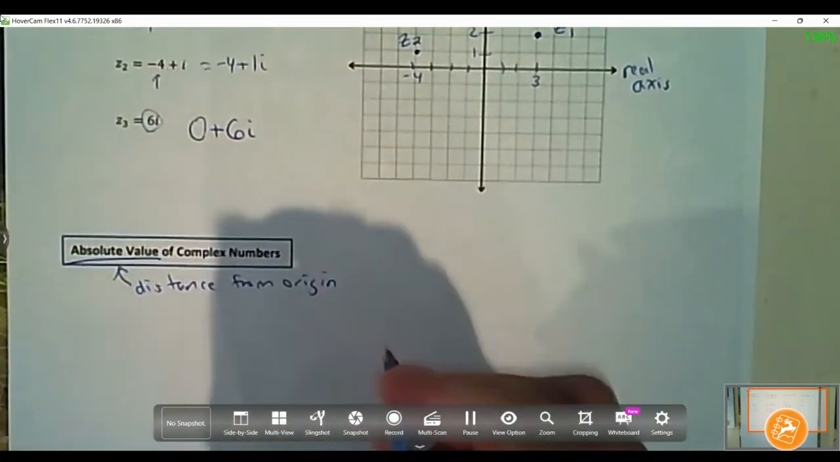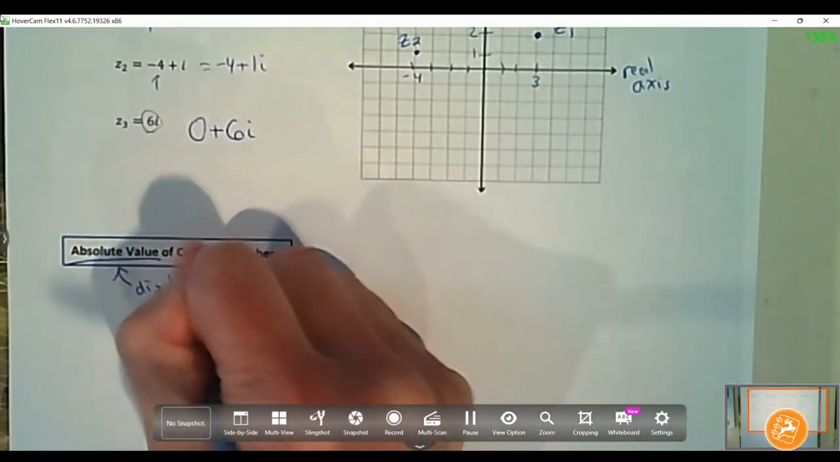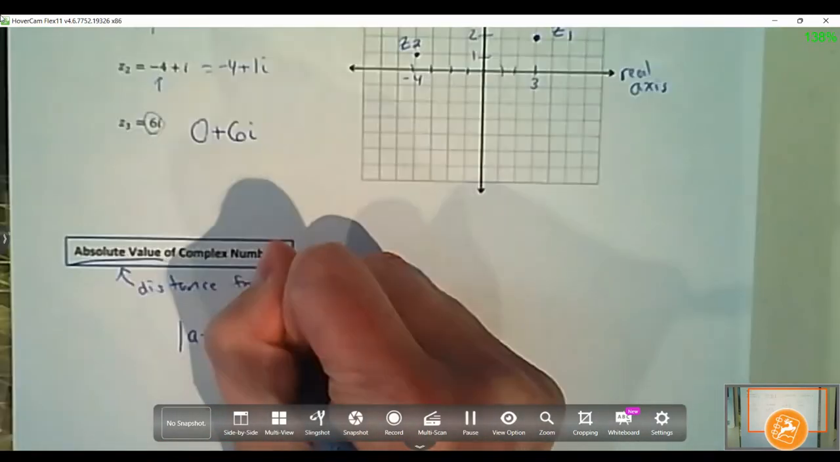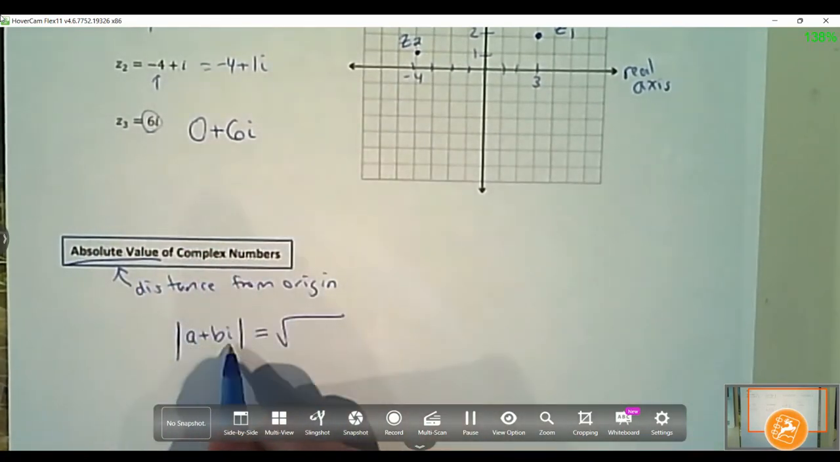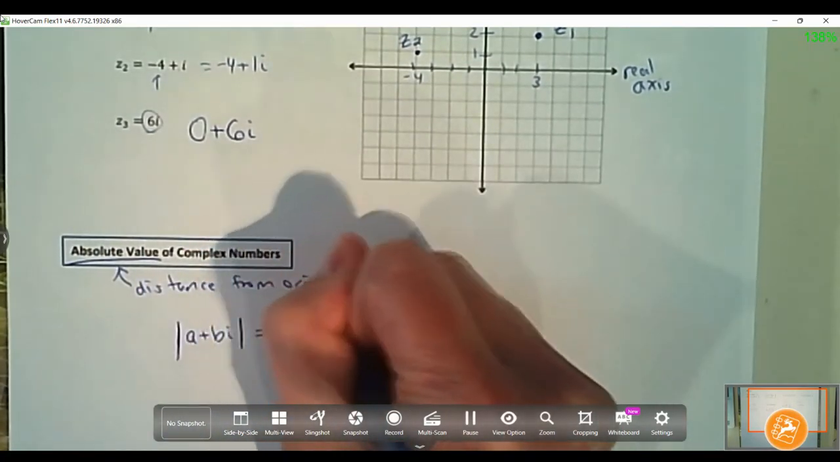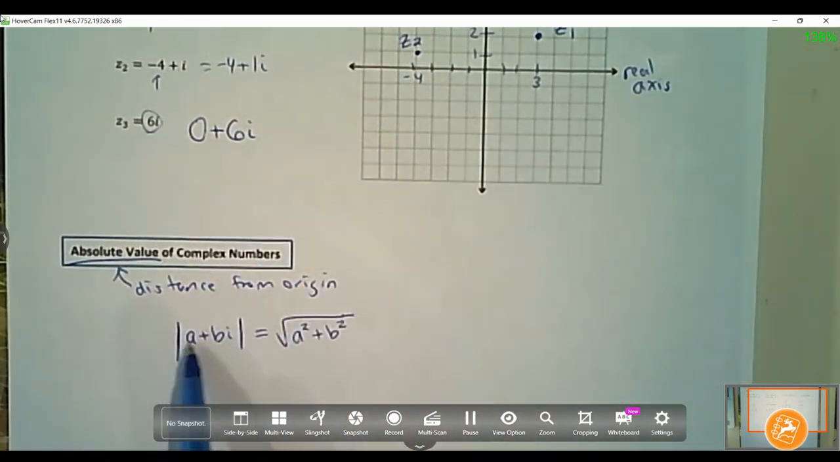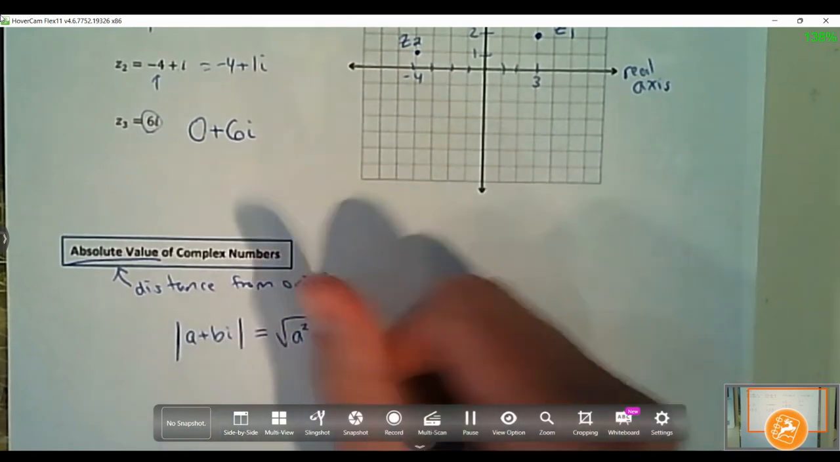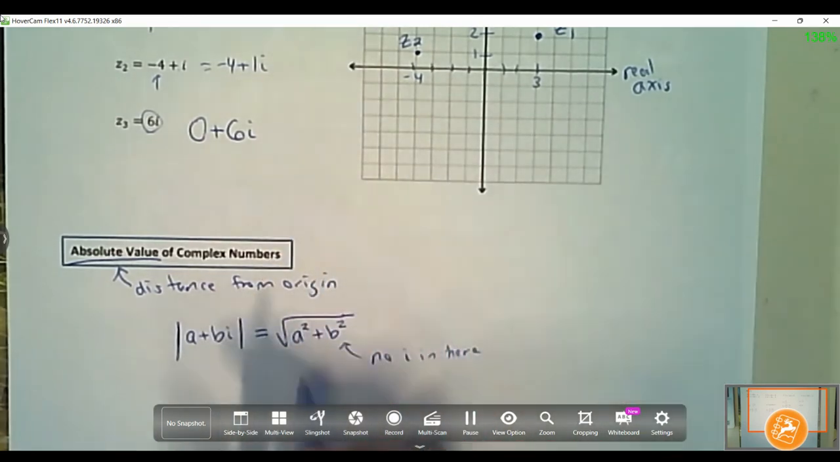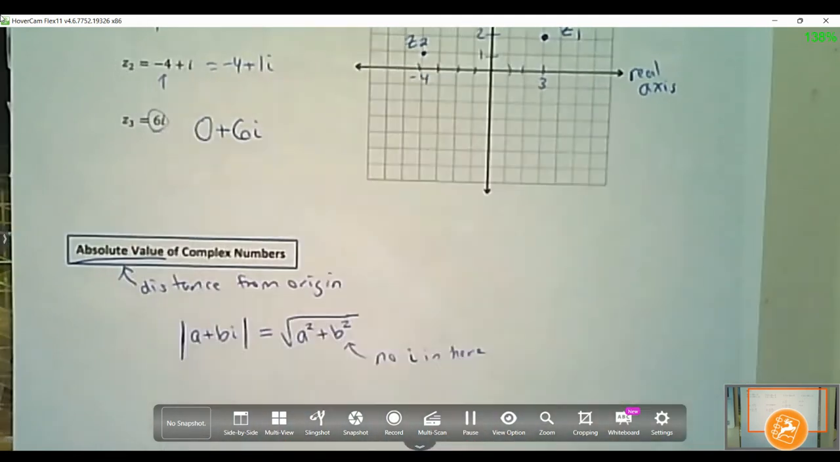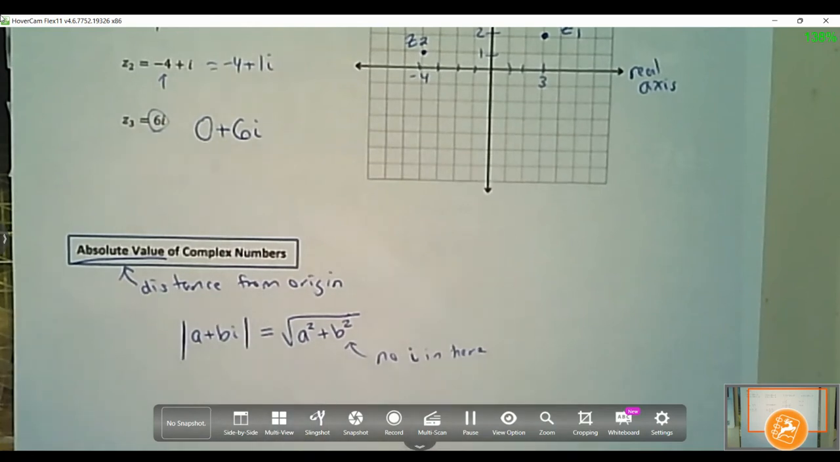Now, in order to find it, there's a couple ways. I'm going to introduce a formula here for you. And that formula is, if you want the absolute value of a complex number in the form a plus bi, you do the square root of a squared plus b squared. So you do the square root of the real number squared plus the coefficient of i squared. Notice there's no i in here. So when you go to do the square root of a squared plus b squared, you don't put an i in there at all. Okay. And I'll show you what this formula is, because it's really just the same thing as the Pythagorean theorem.